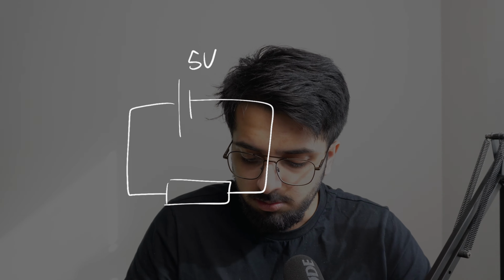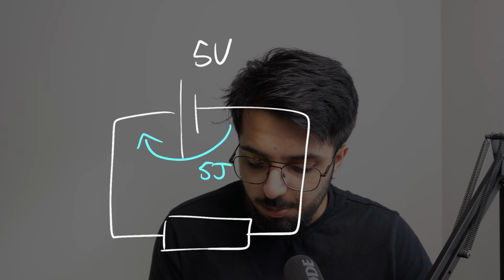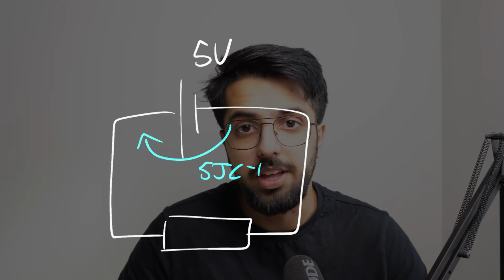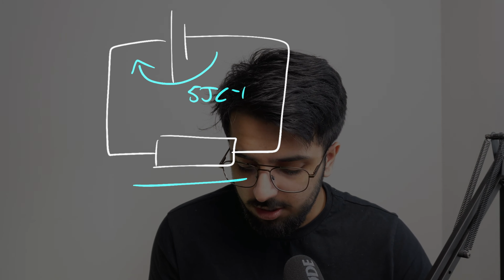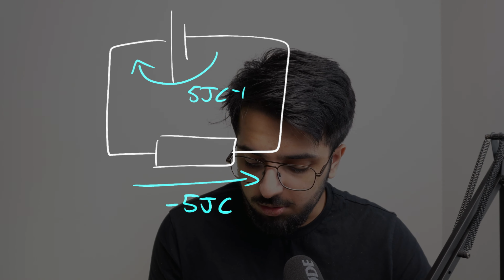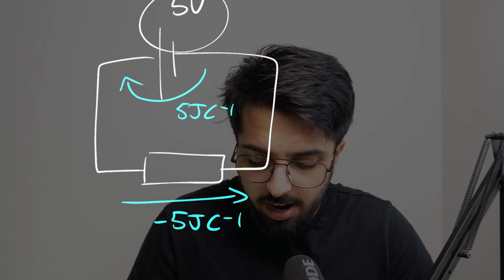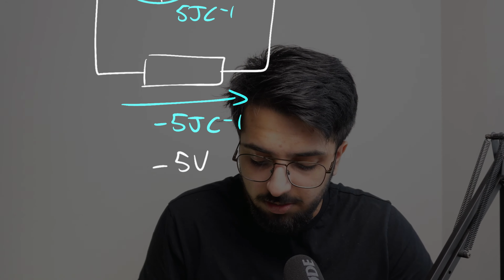If we set this power supply to 5 volts, remember that the power supply is going to add 5 joules of energy per coulomb of charge that goes through that power supply. And as that charge flows through the resistor, each coulomb of charge is going to lose 5 joules of energy. In other words, our power supply provides 5 volts and our resistor uses 5 volts.